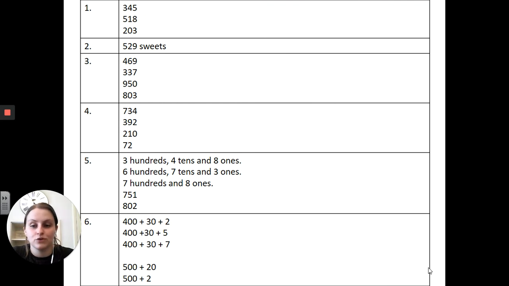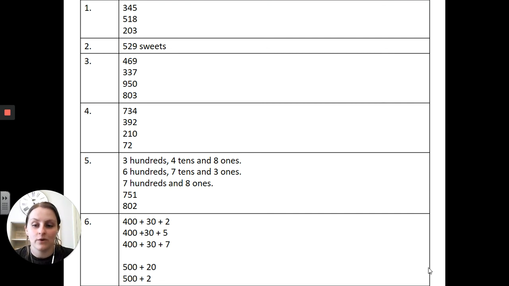Question 5, so this is how it should be written down on your sheet or in your book or whatever you're writing on. So 300s, 4 tens and 8 ones, 600s, 7 tens and 3 ones, 700s and 8 ones, and the 2 numbers should be 751 and 802. Now if you've partitioned these properly, for question 6 you should have 432, 430 add 5, 430 add 7. And you should have had 520 and 502.